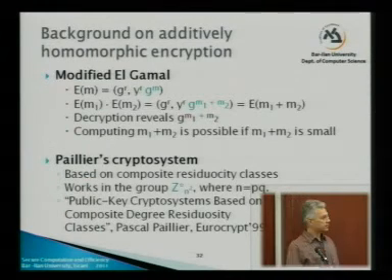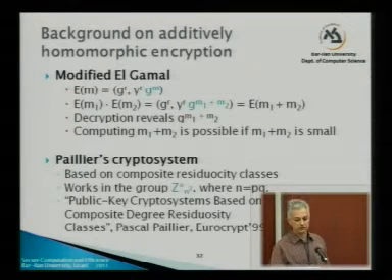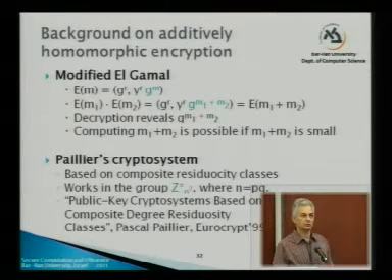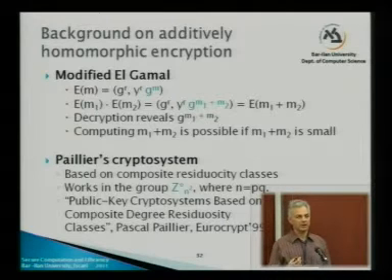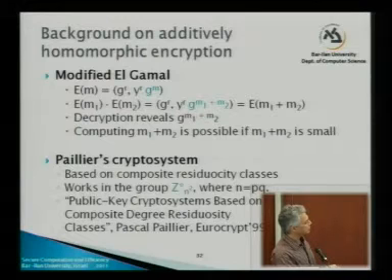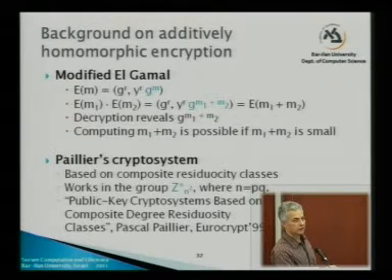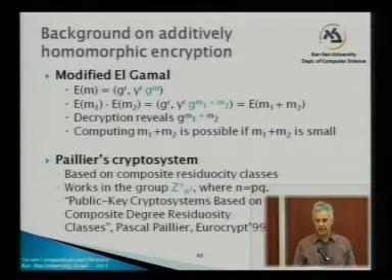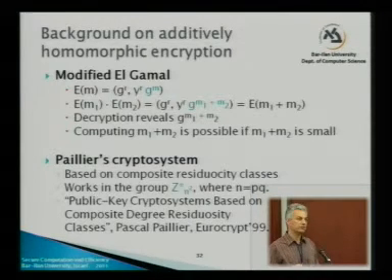So suppose we want to do addition. One thing we can do is use modified ElGamal, where instead of encrypting M here, we put g to the power of M here. Here I assume that people know what ElGamal encryption is. Now when I multiply two encryptions, I get g to the M1 plus M2, which is the encryption of the sum of the two plaintexts, M1 plus M2.